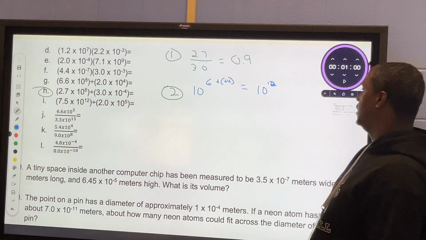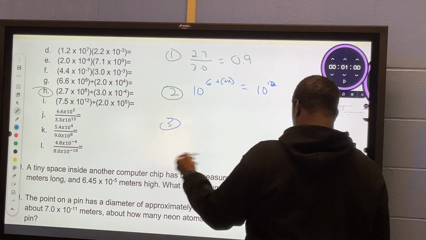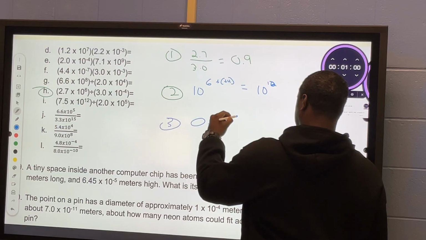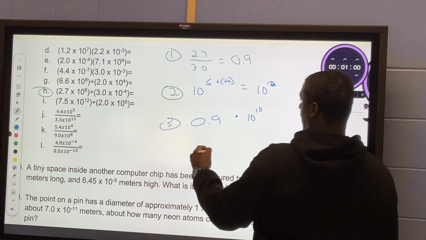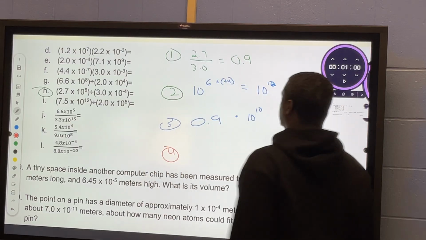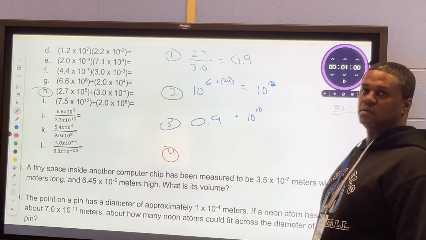So 10 to the 10. Alright, what's step 3? Combine steps 1 and 2. Alright, 0.9 times 10 to the 10th power. Final answer. Is that the final answer?